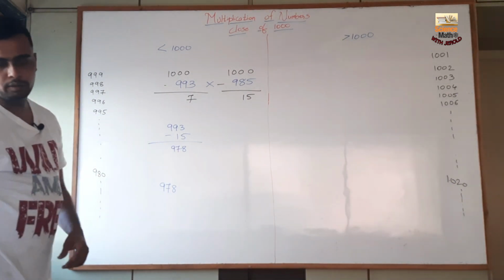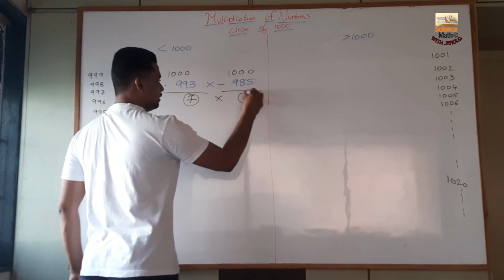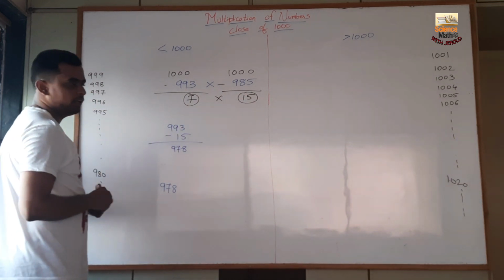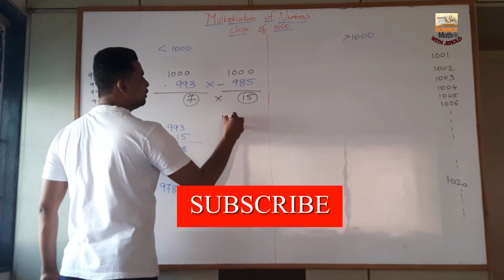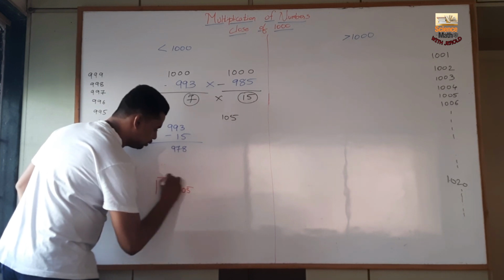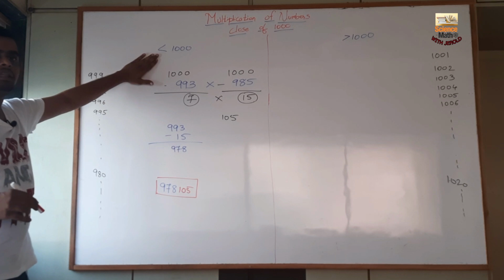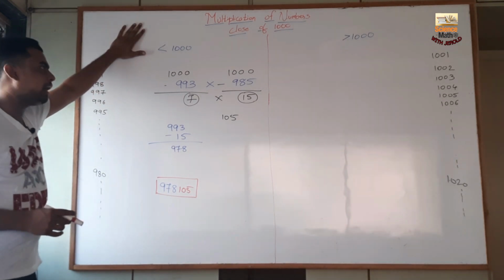The next thing that I do is I multiply the two numbers. So this multiplied by this. 7 into 15 gives me 105. And that will be the last three digits of the answer that I want, that is over here. So this is how the answer for numbers smaller than 1000, close to 1000, is formed.